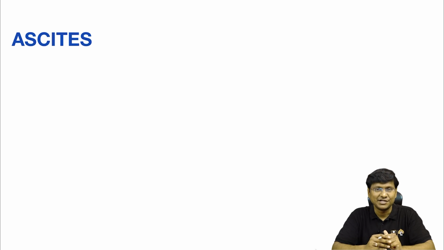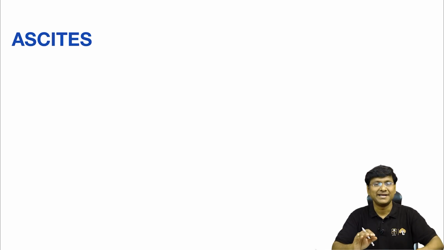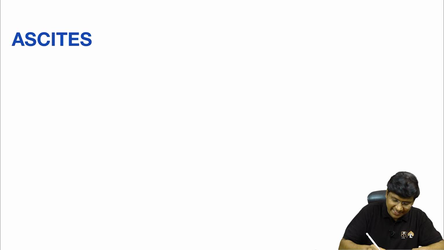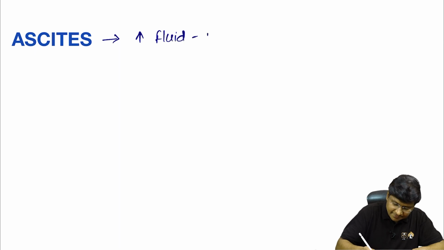So in this particular session, I'll be doing a quick revision of the entire hepatobiliary system. I'll be discussing ascites, portal hypertension, as well as viral hepatitis, right? Now take ascites, what exactly does this mean? It is the scenario where there is excessive accumulation of fluid in the peritoneal cavity.